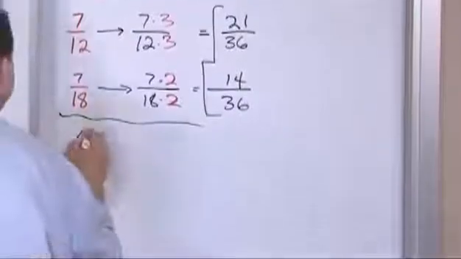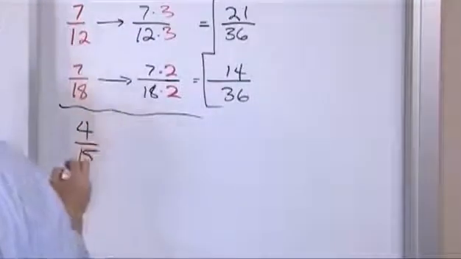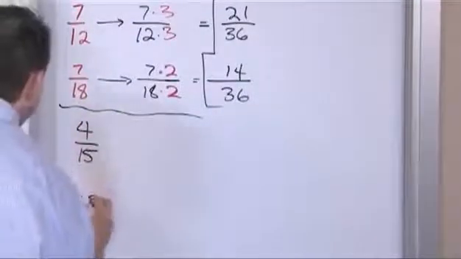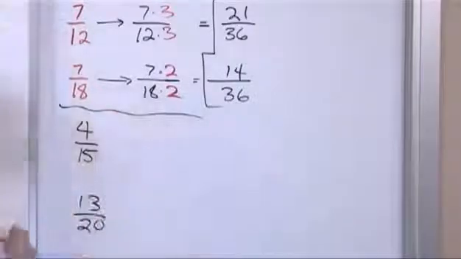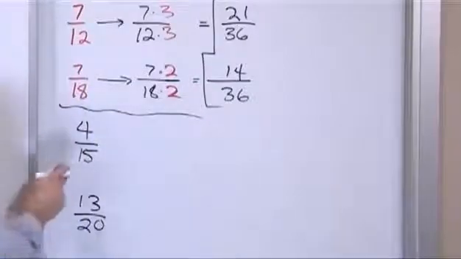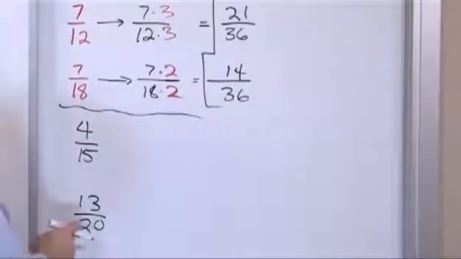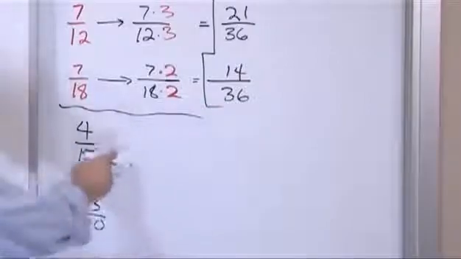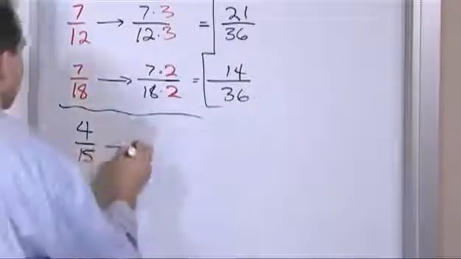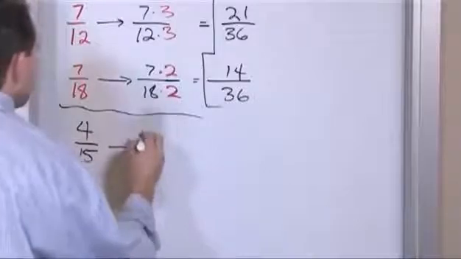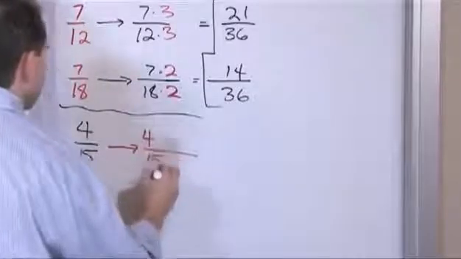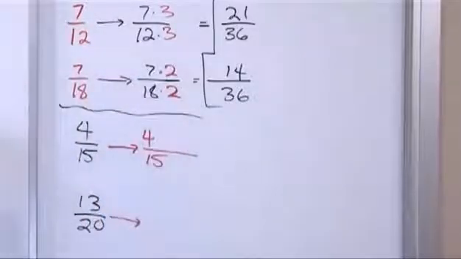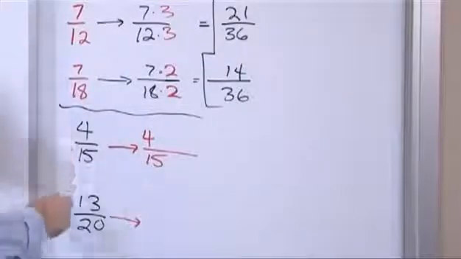What if I have 4/15 and 13/20? So 4/15 and 13/20. It's another great example because I cannot take 15 and multiply it by something to give me 20. I can't take 20 and multiply it by something to give me 15, so I'm going to have to work with both of them. But if I take 4/15, what can I multiply by? What is the least common number that I can focus on?